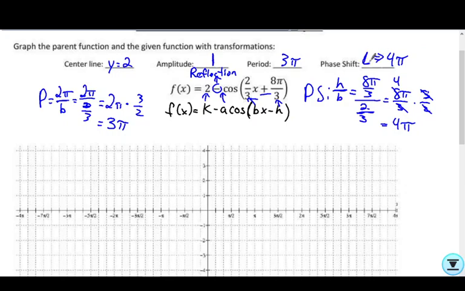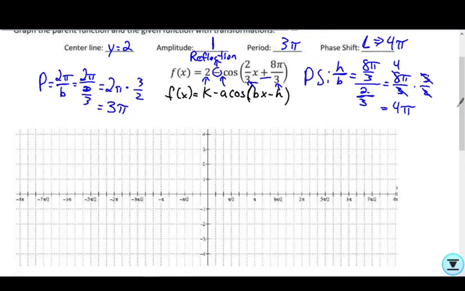All right. So here we go. Start with our parent function. We're dealing with cosine. So the parent function for cosine looks like this. So again, always start with your horizontal stretch or compression. So in this case, my stretch is stretched to 3 pi. So it's still going to start here, but now it's going to end at 3 pi.